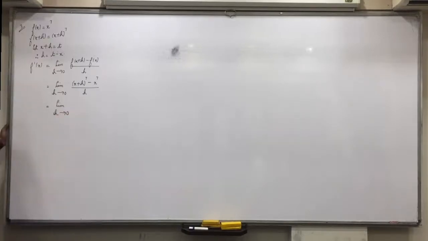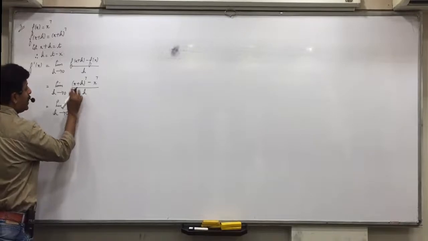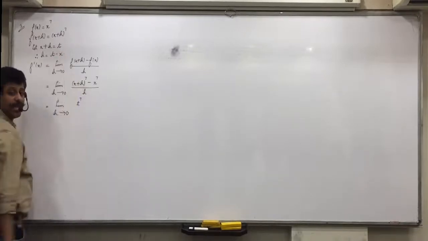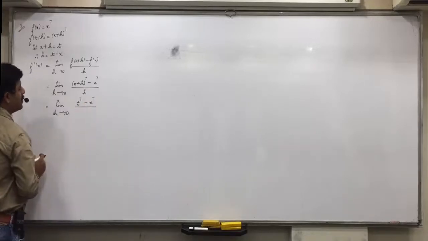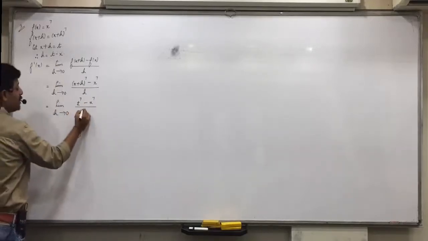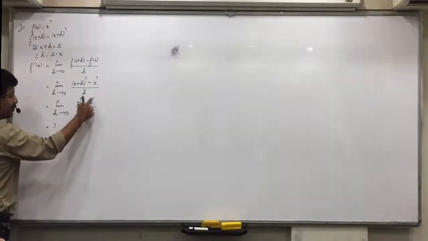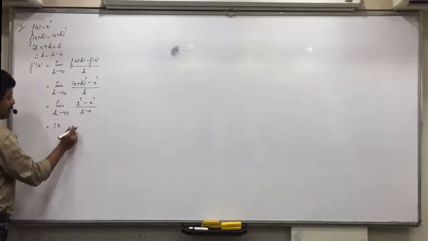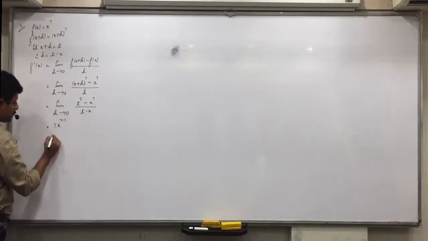Who is talking in between? t raised to 7. x plus h we have assumed as t, so t raised to 7 minus x raised to 7, upon t minus x, since h is t minus x. And then Megha, n is 7, a is x, x raised to 7 minus 1. n times a raised to n minus 1, so 7 minus 1 means 7x raised to 6.